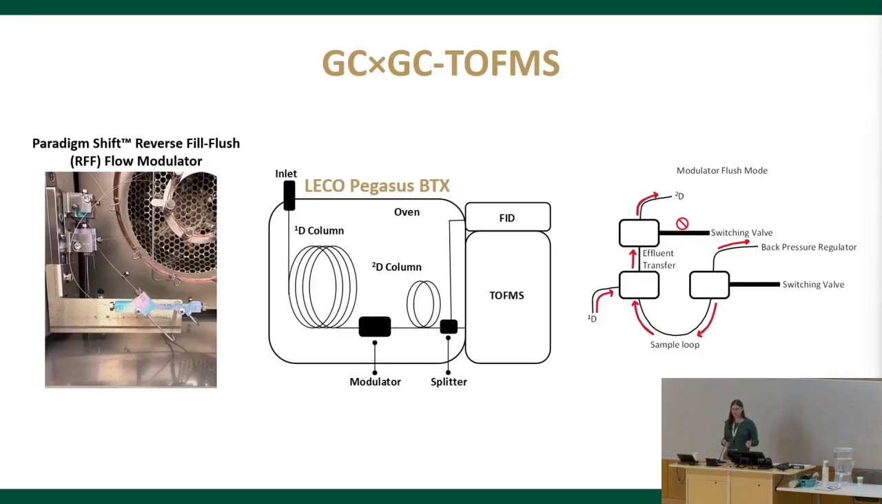This requires quite a high flow going onto the secondary column, more of which is capable of being handled by a TOFMS generally. So we split the flow, sending some of it to the TOFMS, and then the rest to the FID for additional analysis.